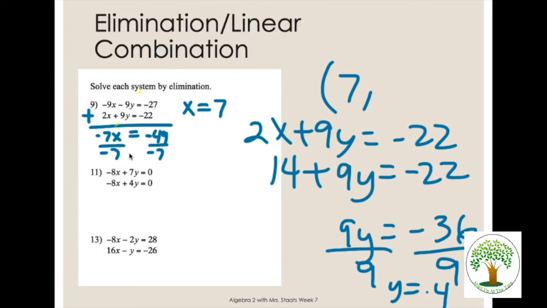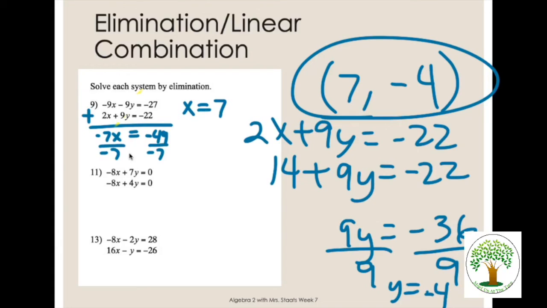So my ordered pair is 7 comma negative 4. So these aren't hard, they're just long. That's correct. All right. Next. Let's go to number 11. Yep. Let's go number 11.